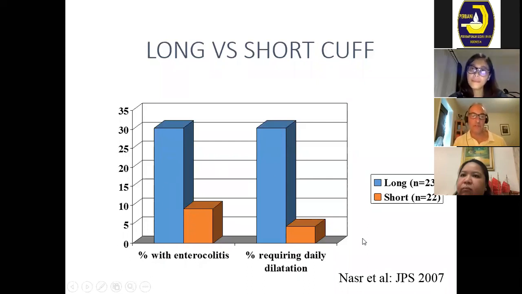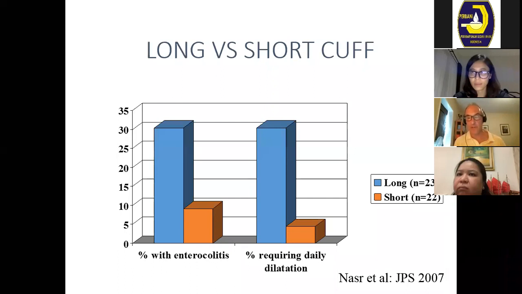So this is a study that we performed, but other people have shown the same thing, that with a short cuff, you're less likely to have enterocolitis, you're less likely to have the need for dilatation and these obstructive symptoms. And so as you saw, my Soave cuff is 1 or 2 centimeters long. Many people have actually said, why even do any kind of submucosal dissection?